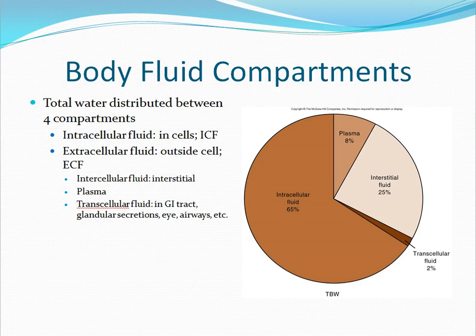The extracellular fluid is further divided into smaller compartments. There is the intercellular fluid, also known as the interstitial fluid. This is the fluid between our cells, and it accounts for about 25% of the fluid. Plasma is the water or the fluid found inside of our blood. And then transcellular fluid are other fluids that are found in the body. This includes fluids in the GI tract, various glandular secretions, the fluid inside of our eye, fluid in the urinary tract, and fluid in our airways.